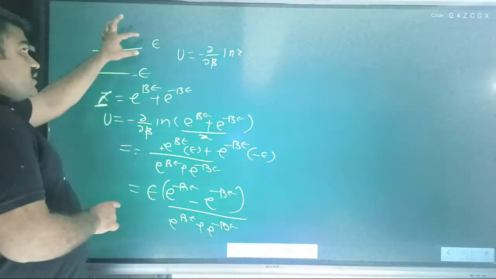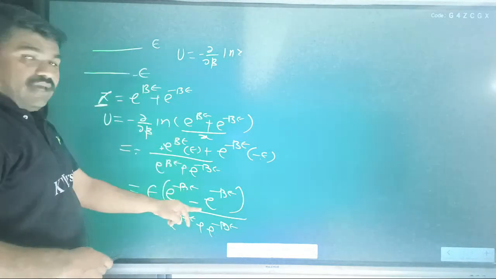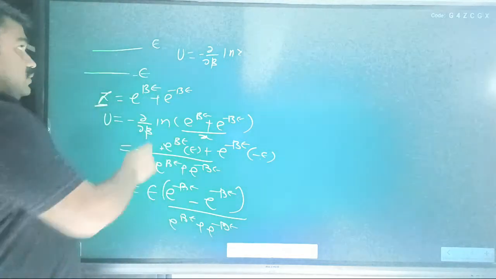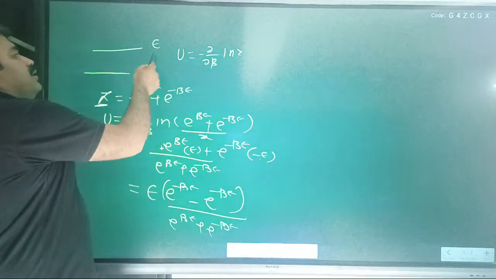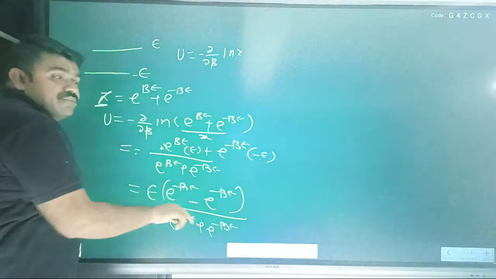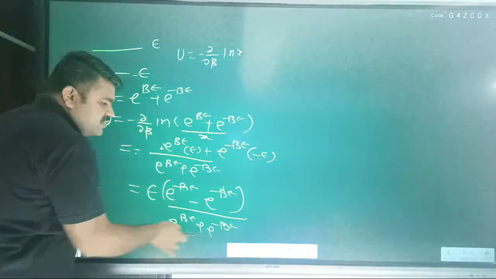What is the energy of the second particle? Epsilon. The energy of the second particle is epsilon. And what is the probability of this particle? The probability of this particle is equal to e to the power minus beta epsilon upon Z. e to the power minus beta epsilon upon Z. Z is nothing but this.